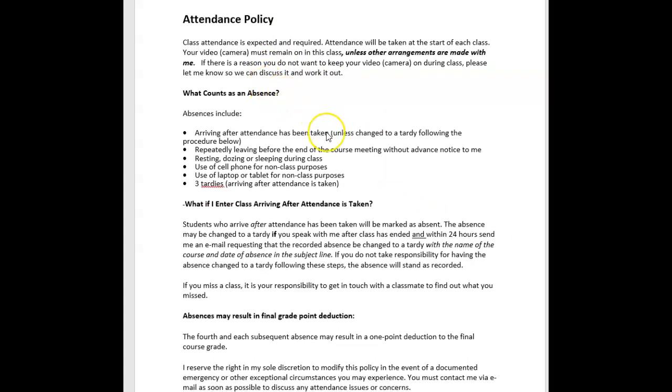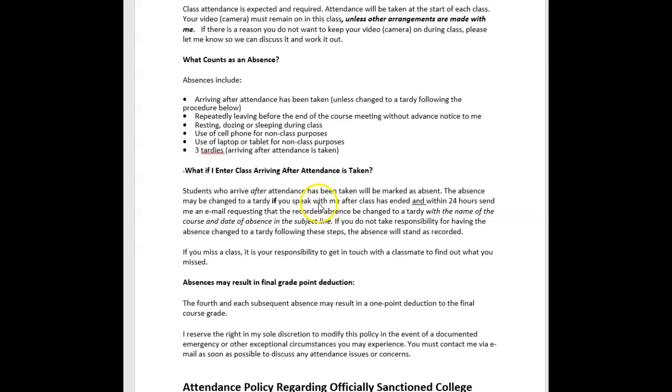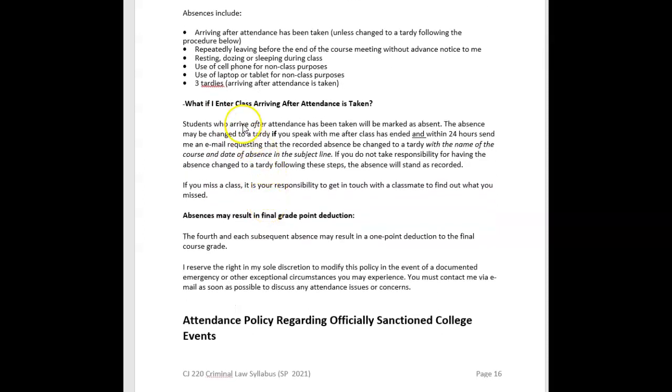Okay, the attendance policy. I take attendance every single class. I do that through the Canvas attendance module. Your attendance is recorded. You can always see in the gradebook what your attendance is. Once I take attendance, you're either there or you're not. If you come into class, either physically or remotely, after attendance is taken, you have the option of having your absence changed to a tardy, but that requires that you send me an email that follows these instructions.